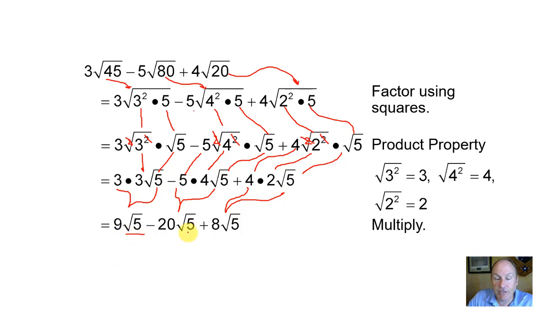Now, since I have the same root and the same number in the radicand, I can actually add and subtract these terms as if they were like terms, because they are, because they all contain that square root of 5 piece. So 9 square roots of 5 minus 20 square roots of 5 is negative 11 square roots of 5, plus 8 more square roots of 5 gives us negative 3 square roots of 5. And that's our answer.